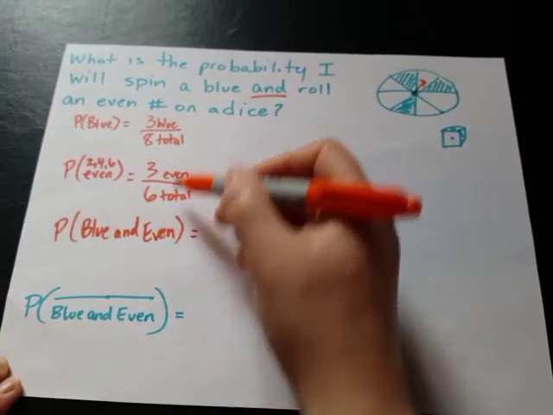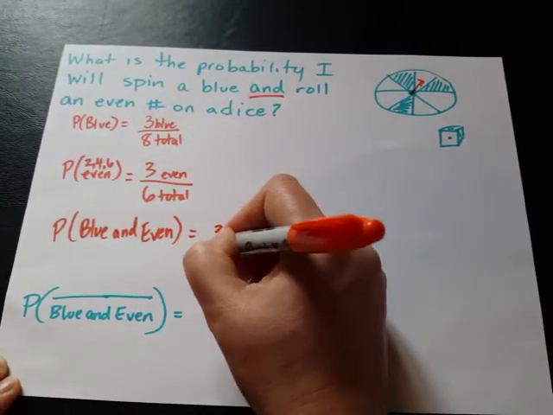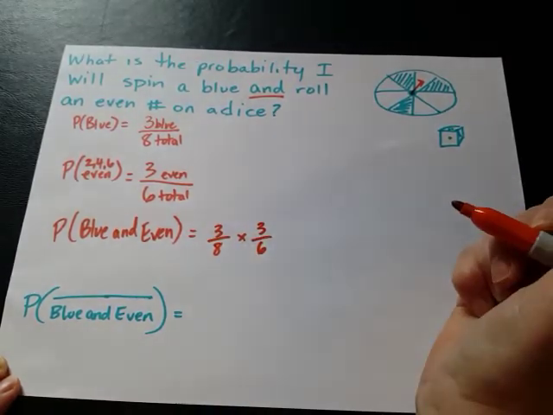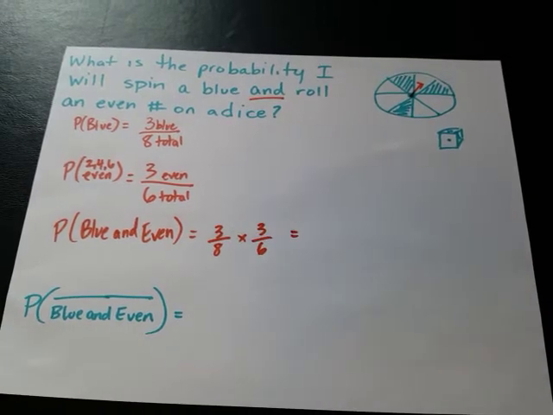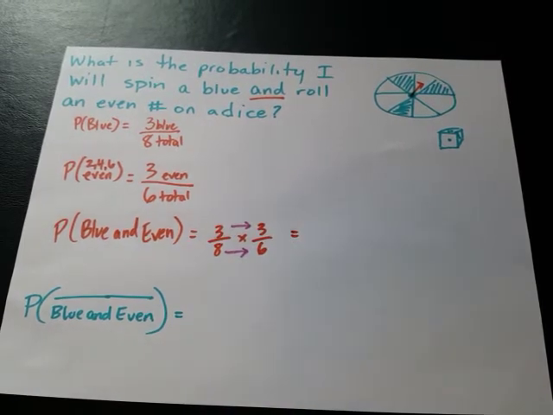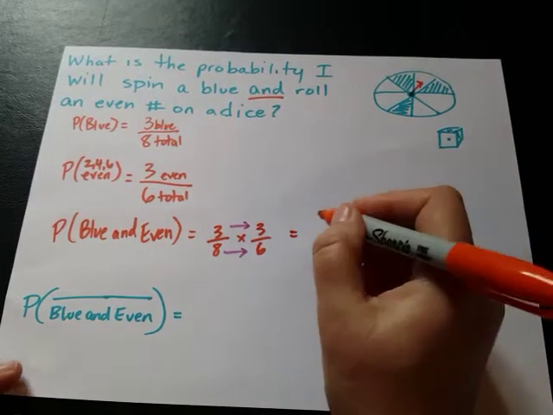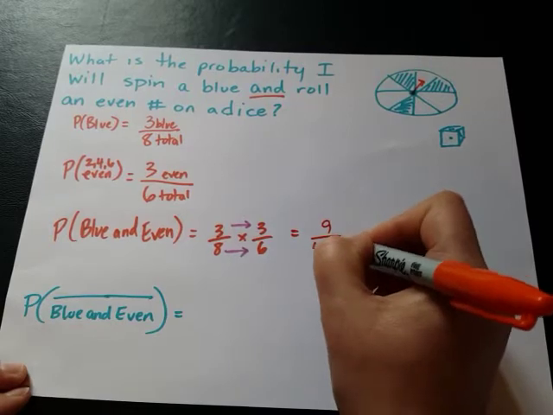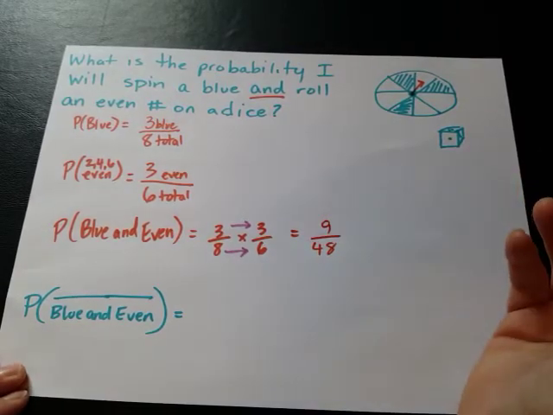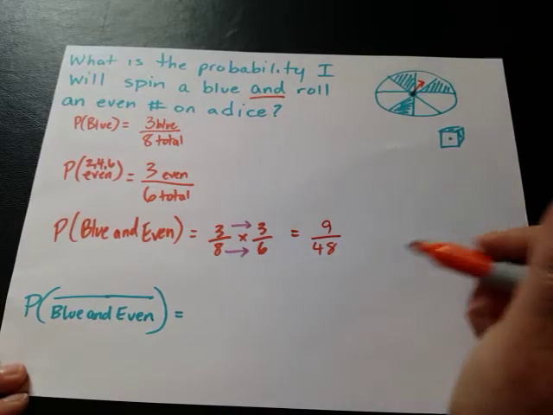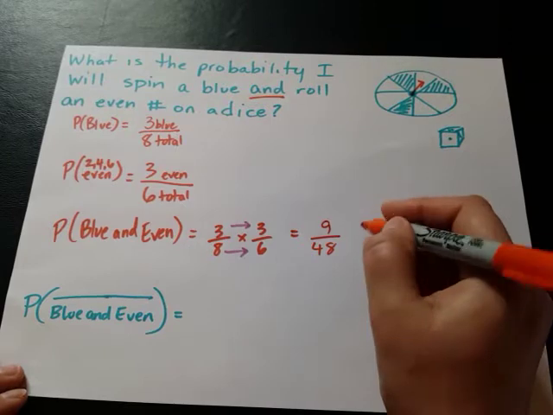So blue and even, we have to take the probability of the blue and multiply it by the probability of the even. Just a quick reminder for fractions in multiplying, you can actually just multiply across the top and across the bottom. You don't have to find common denominators. That's only for adding and subtracting. So here we'll have 9 over 48. And 9 out of 48 is one way of showing a probability. You can also convert this fraction into a decimal. So do top divided by bottom.